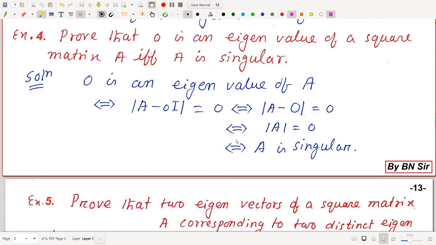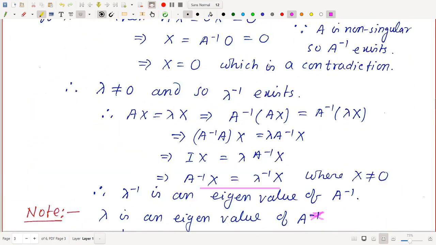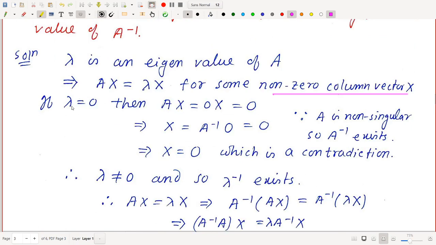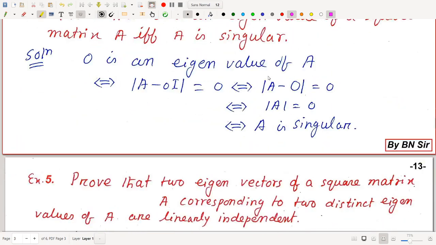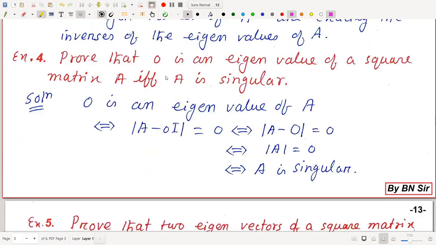Next, prove that 0 is an eigenvalue of a square matrix A if and only if capital A is singular. What we have seen in the previous result, if A is non-singular, then 0 cannot be an eigenvalue. Okay, so that is a result we have stated here.